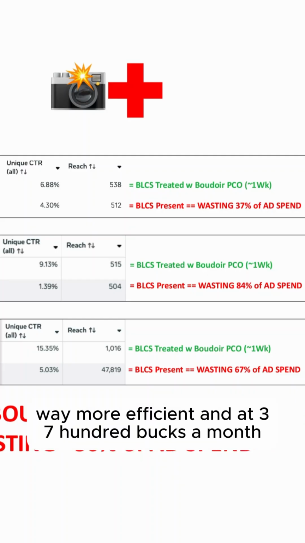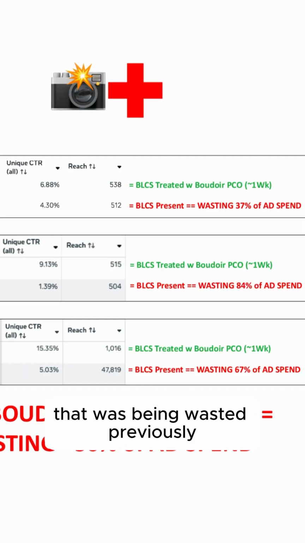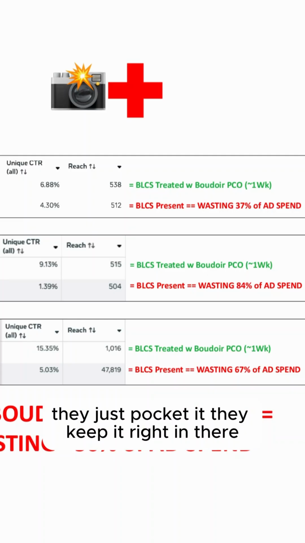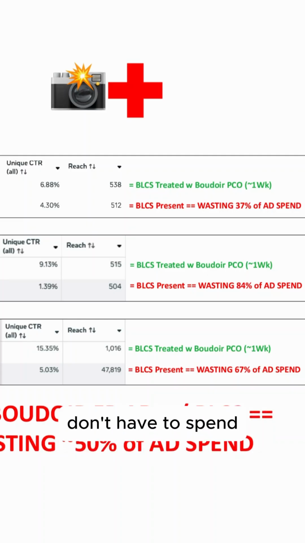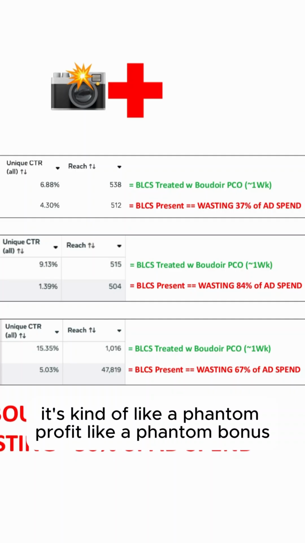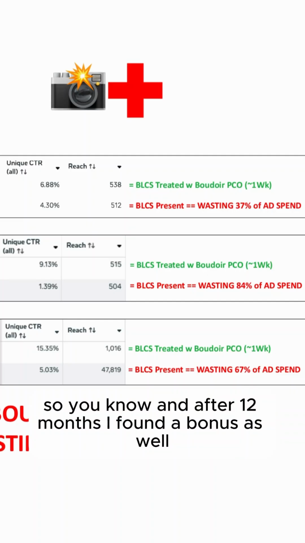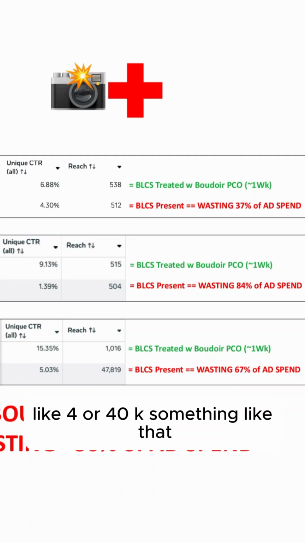And at $3,700 a month, they no longer have to spend what was being wasted previously, 100% wasted, given to the Zuckinator. They just pocket it, keep it right in their pocket. It's kind of like a phantom profit, like a phantom bonus. And after 12 months, that phantom bonus is like $40K, something like that.